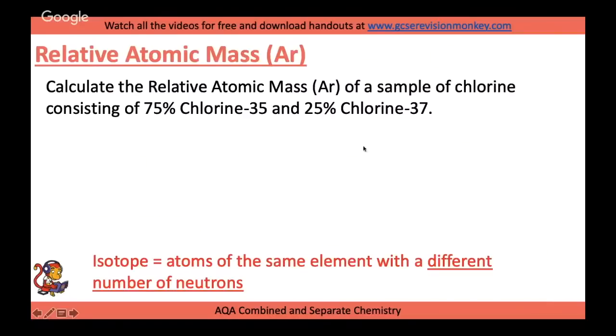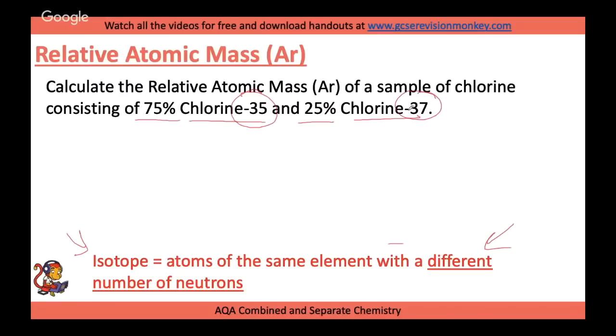The first one that we'll start off with is calculating relative atomic mass. So this question says, calculate the relative atomic mass of a sample of chlorine consisting of 75% chlorine-35 and 25% chlorine-37. These are just different mass numbers, and it's all to do with this fact here about isotopes. Isotopes are atoms of the same element with a different number of neutrons.